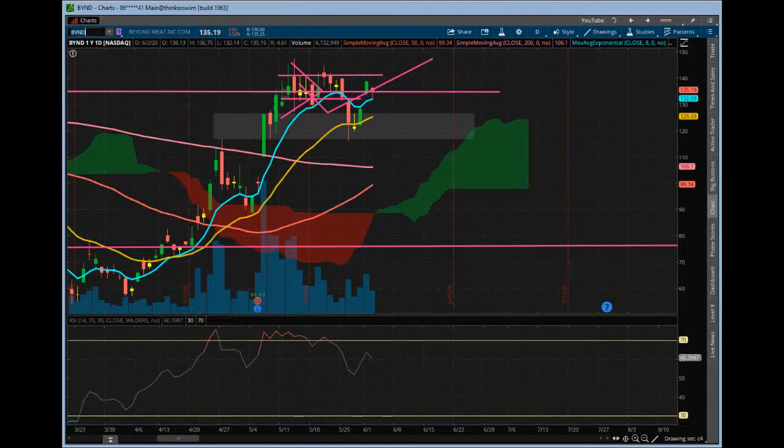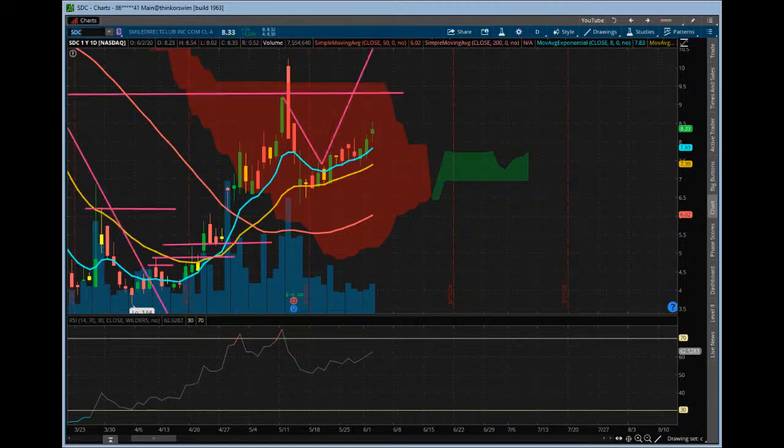They really liked online retailers today. That's why Chewy was doing good too. And even the Chinese online names were good, like Baba and stuff today, which is pretty cool. SDC, again, is kind of an online retailer too. It gave a nice push up today over yesterday's high.